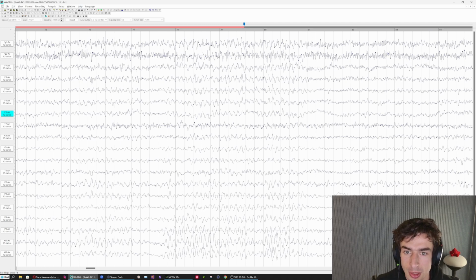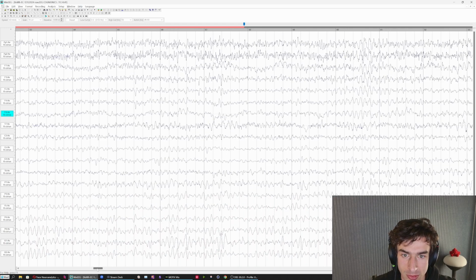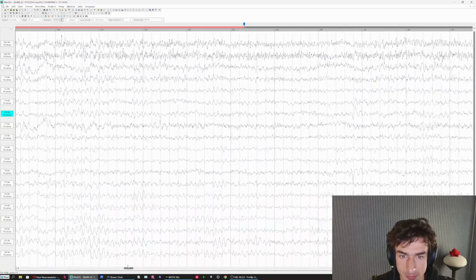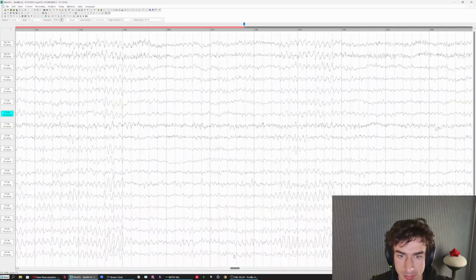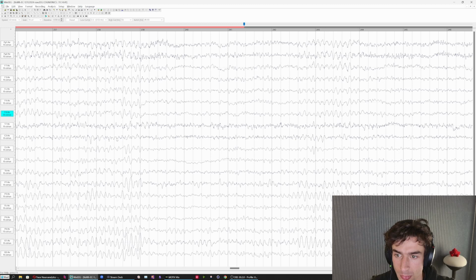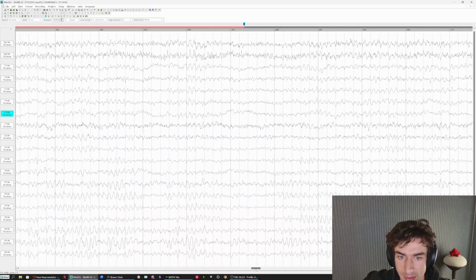Alpha is generalizing to the front of the head as the subject goes through stages of drowsing. And during this larger burst of alpha, we do see the intensity of the alpha at that left posterior temporal site.